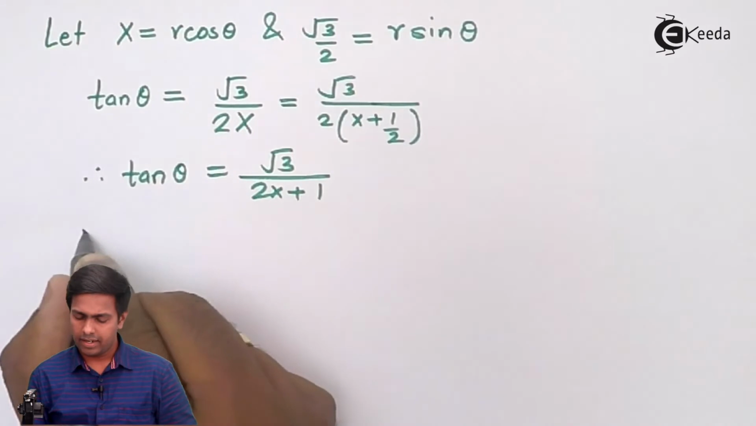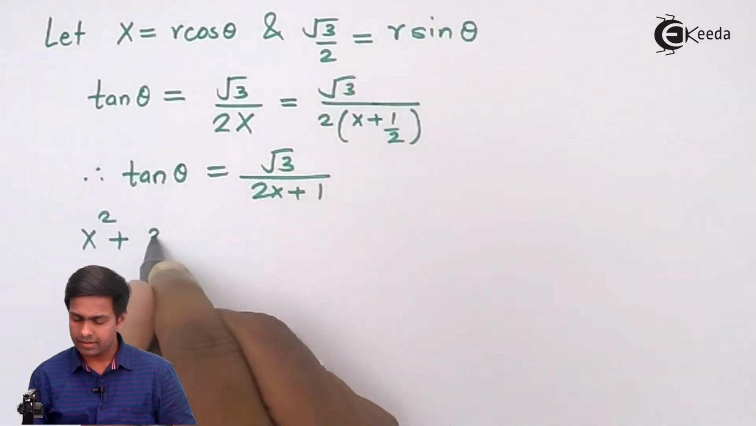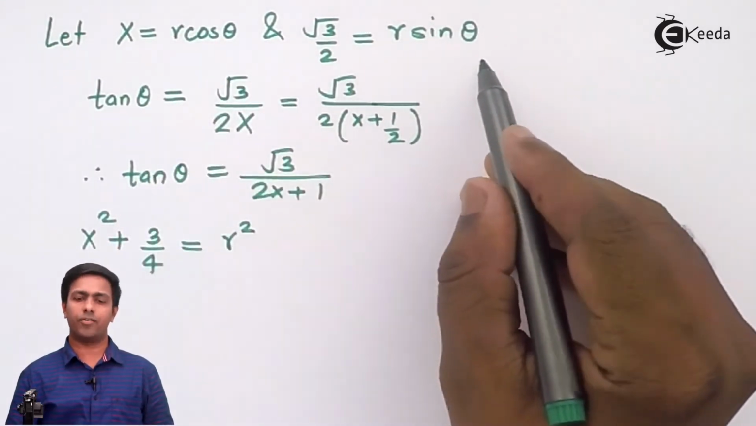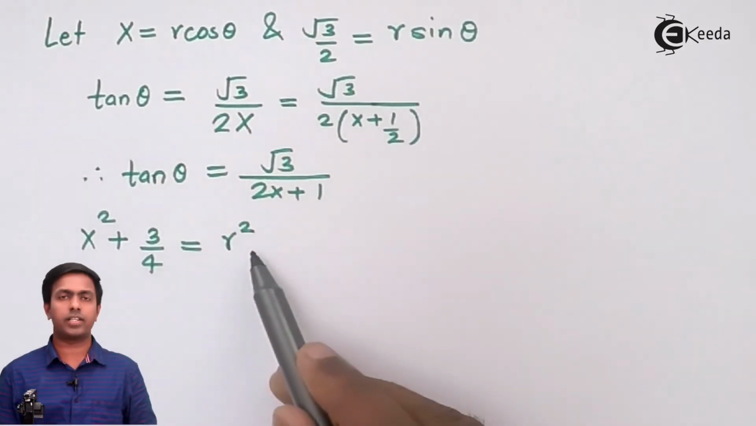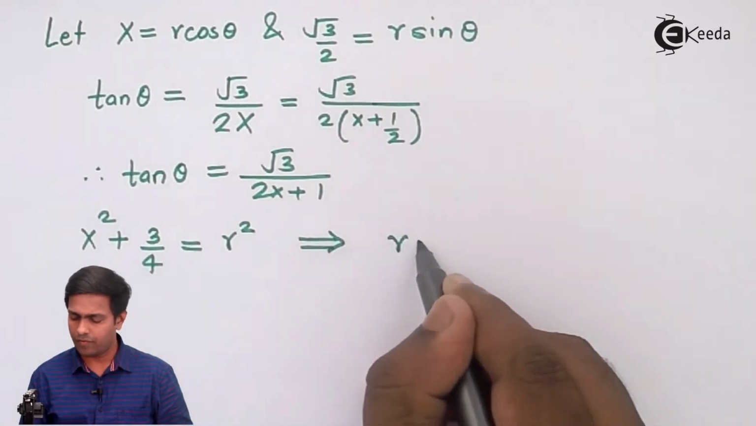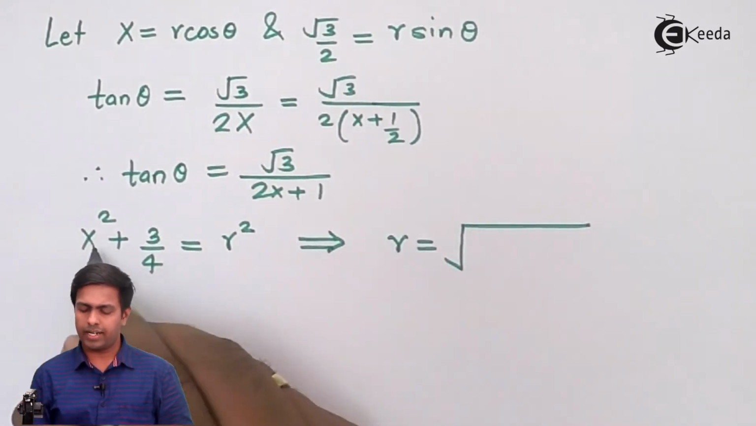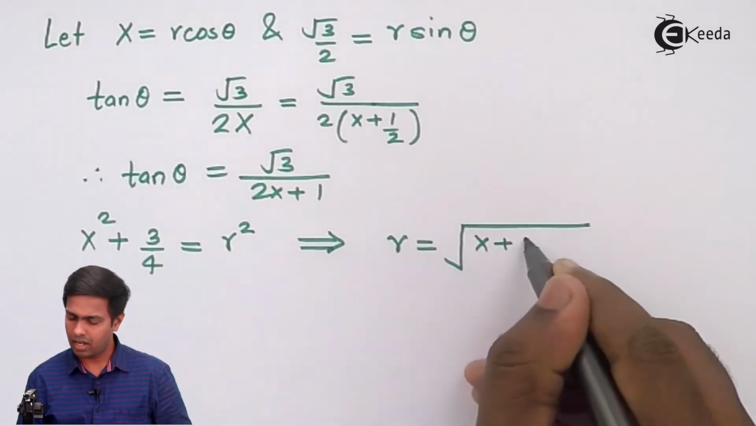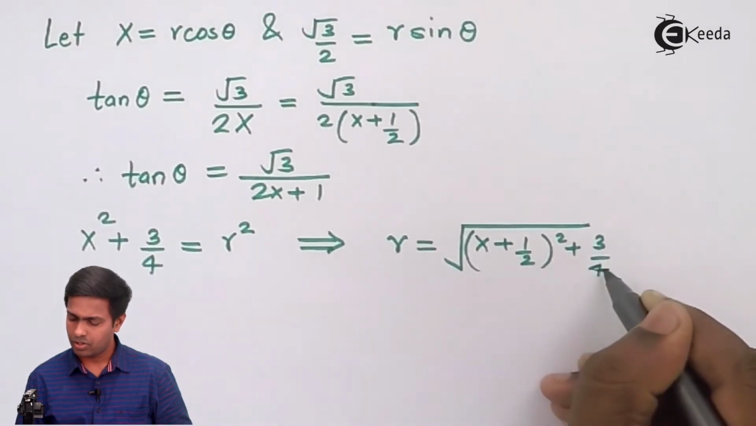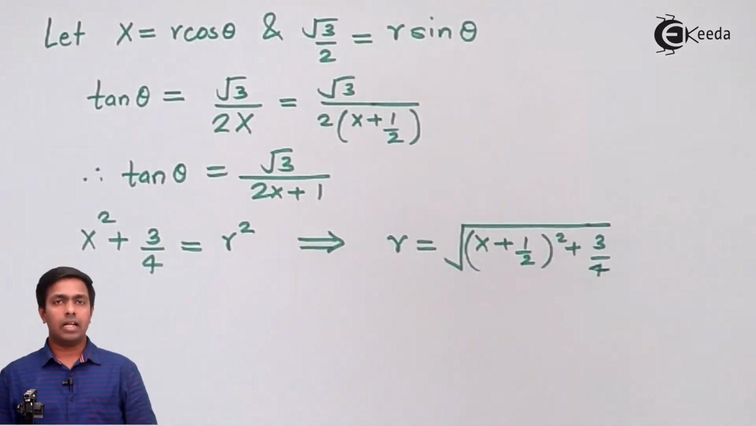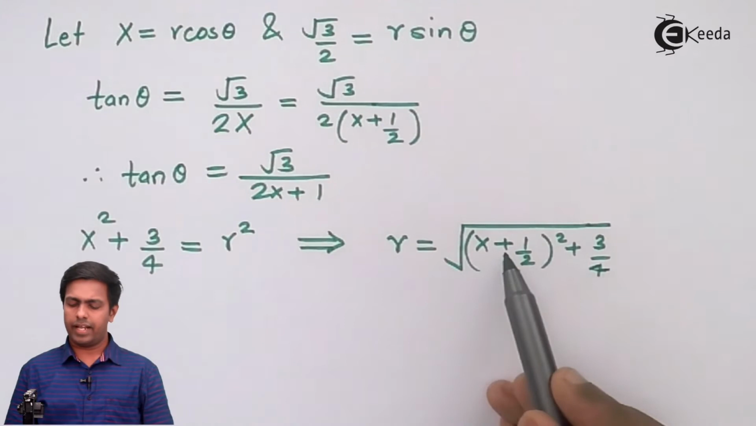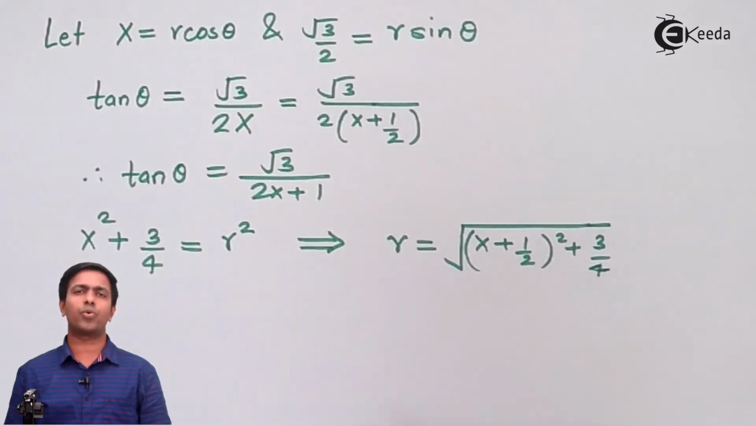So here we will get x square plus 3 by 4 equal to r square cos square theta plus r square sin square theta, which is r square, because in the bracket we'll get cos square theta plus sin square theta, which is 1. So guys, from here we can say that the value of r is under root capital X square, which is x plus half the whole square, plus 3 by 4. So this is the value of r. If you want, you can further solve it by expanding this bracket and adding 3 by 4 to it.